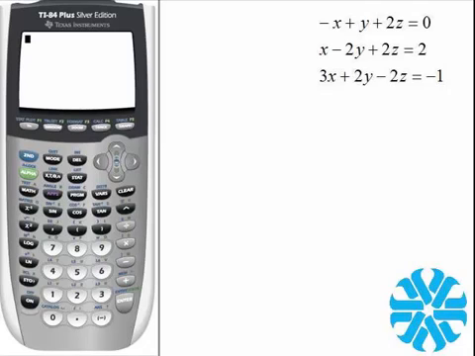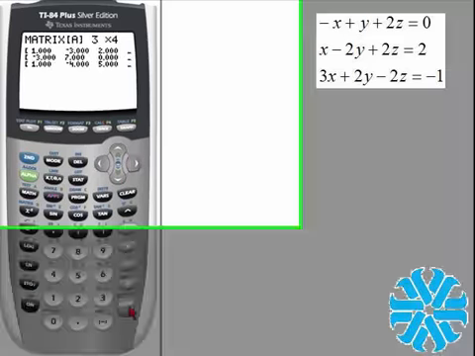Let's input the system of equations into the calculator. So remember, we need to go to second function, matrix, and then we already have matrix A set up as a 3 by 4. Remember, that means 3 rows by 4 columns. And we want to edit that, so we will move over to Edit and select Enter.